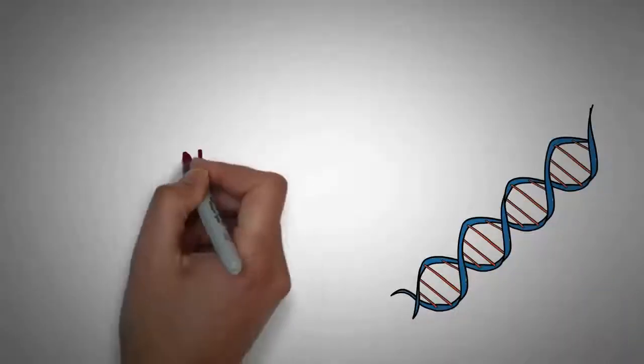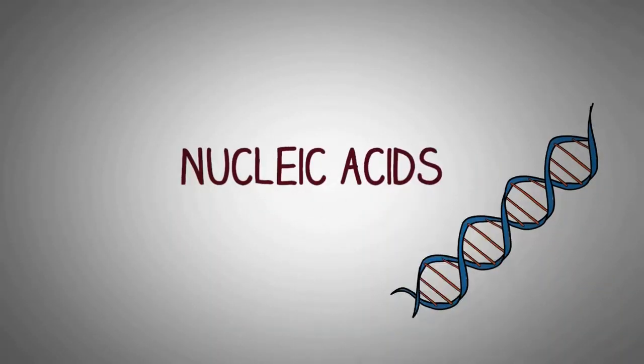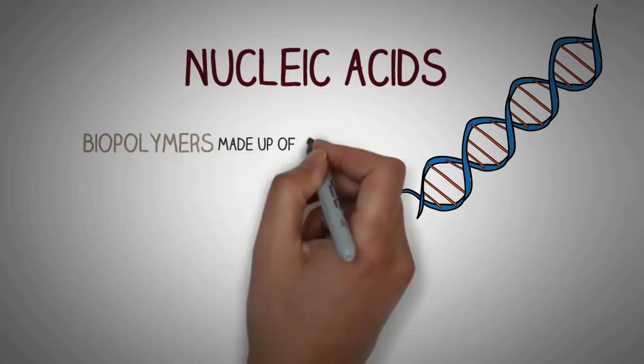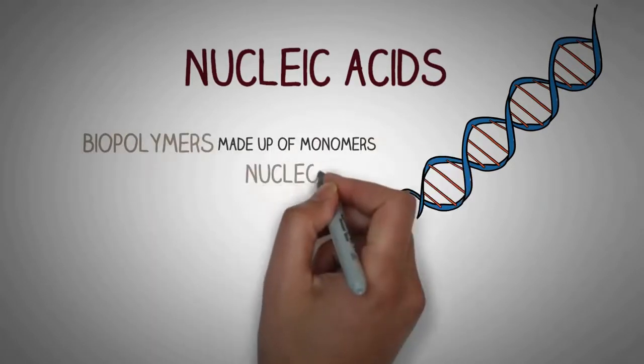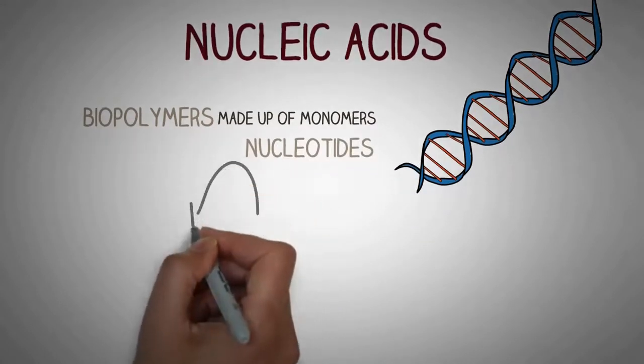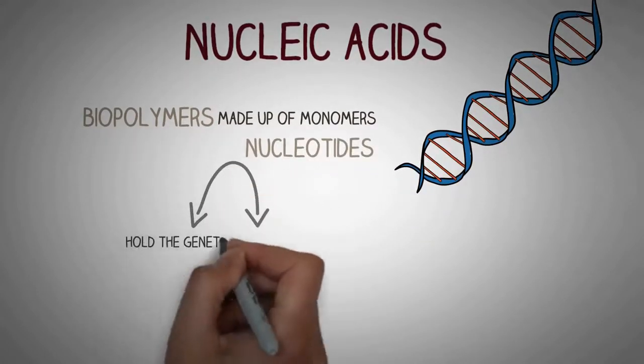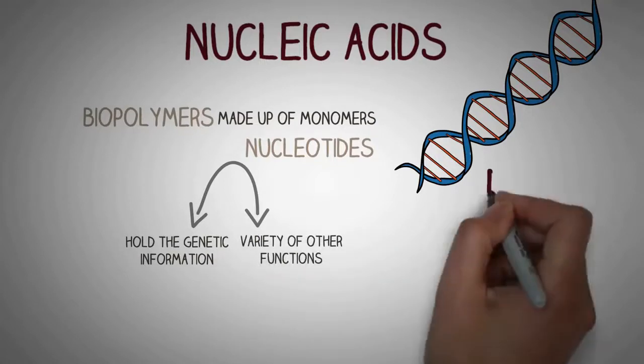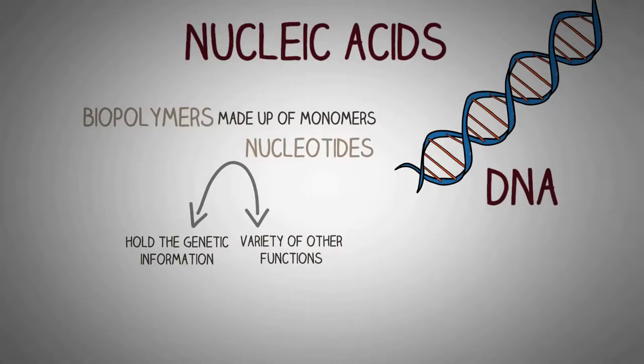In this video, we will study about the nucleic acids. Nucleic acids are basically biopolymers which are made up of monomeric units known as nucleotides. We have two important functions for nucleic acids, that is, they hold our genetic information and they perform a variety of other functions that we will discuss later. We have two important types of nucleic acids in our body, the DNA and the RNA.